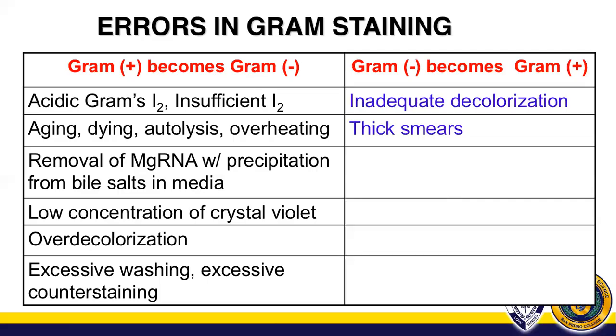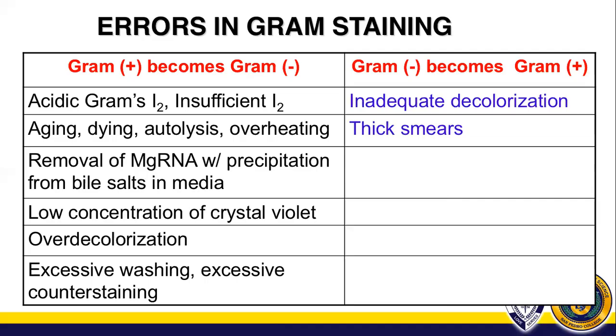And then, of course, excessive counterstaining. The counterstain is also a basic dye. Safranin is also a basic dye. It is possible to replace the crystal violet iodine complex in the gram-positive cell walls, especially when we overexpose it to safranin. So remember, 30 seconds to 60 seconds is the usual contact time of safranin.